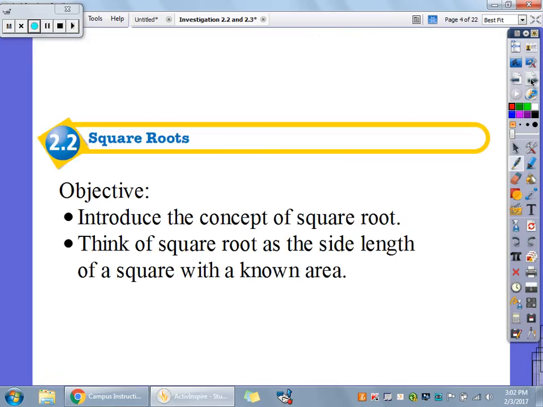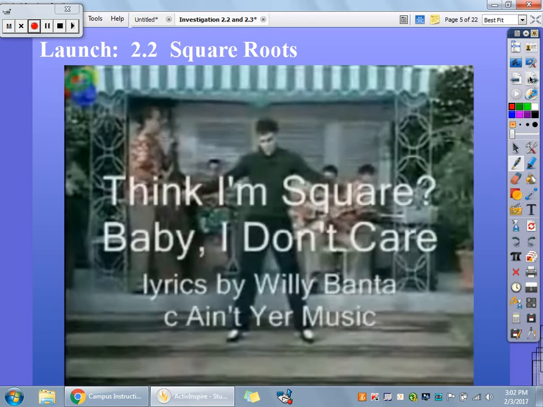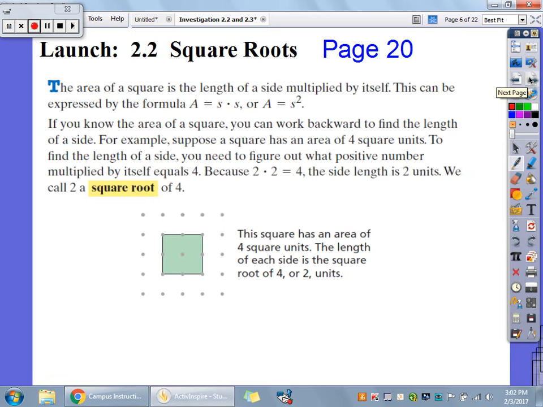Okay, so we're going to talk about the concept of what a square root is, and think about a square root as the side length of a square with a known area. So this is where it gets a little bit tricky. I'm not going to play the song for you.